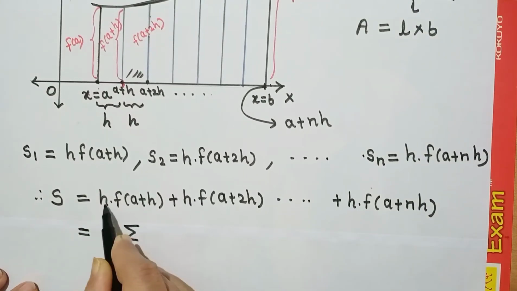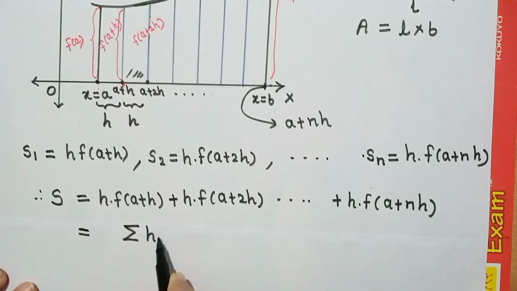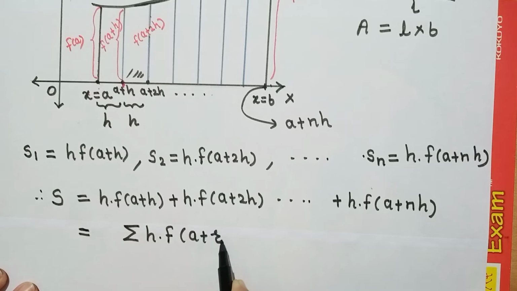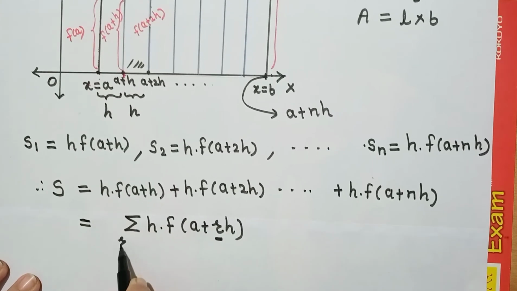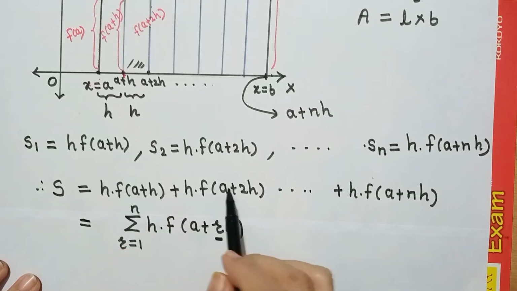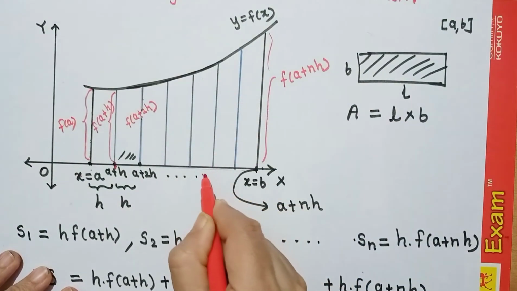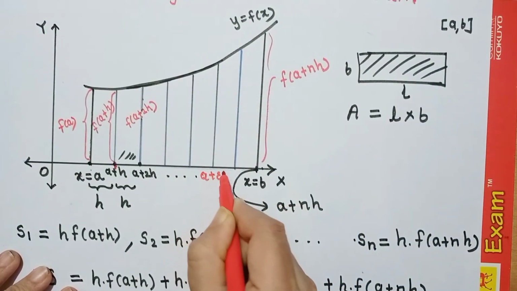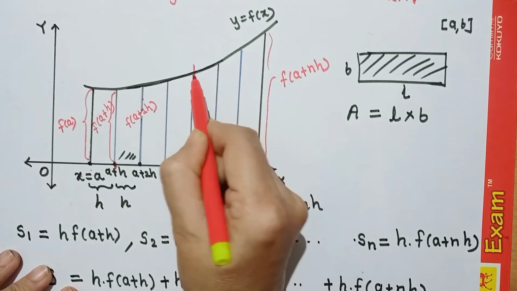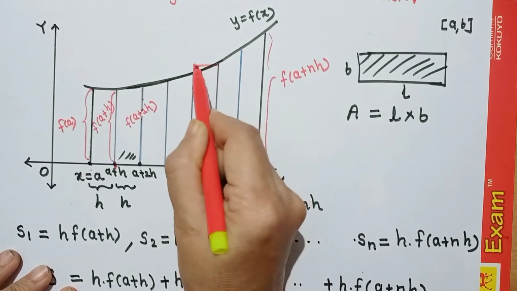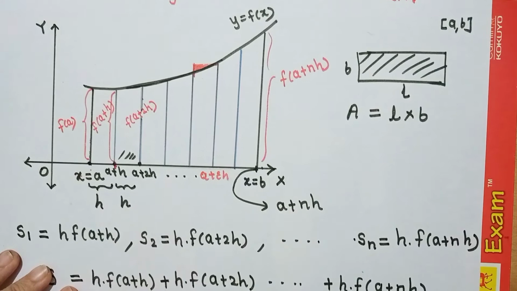So summation h, so here we will write h f of a plus r h, where this r is running from 1 to n. Now check if after expansion we will get this only. Now consider this rth rectangle, this point will be a plus rh. When we are considering this rectangle, this is the extra area.